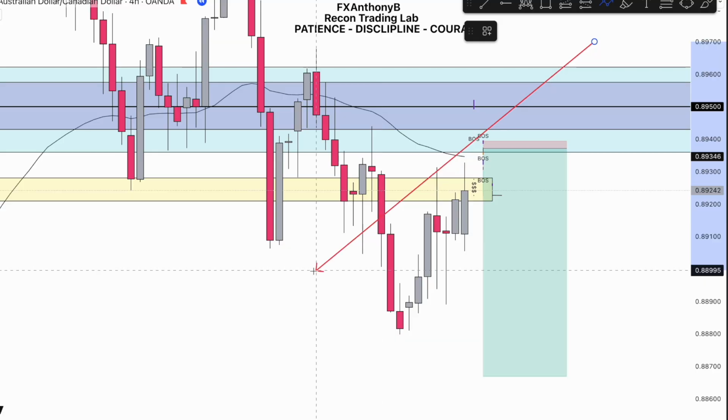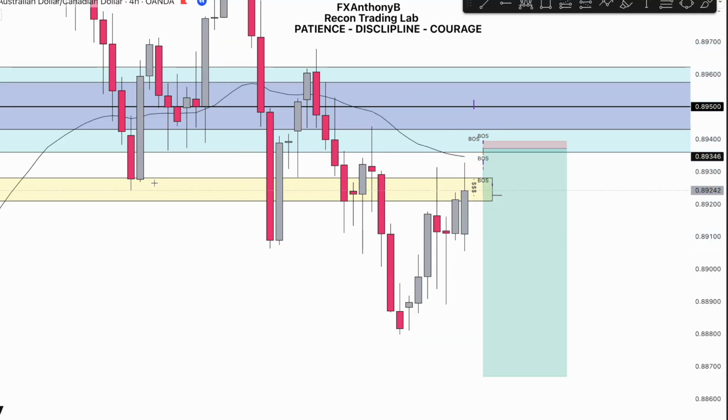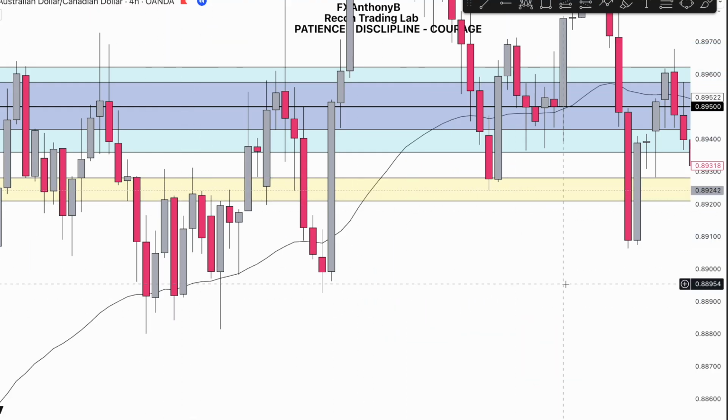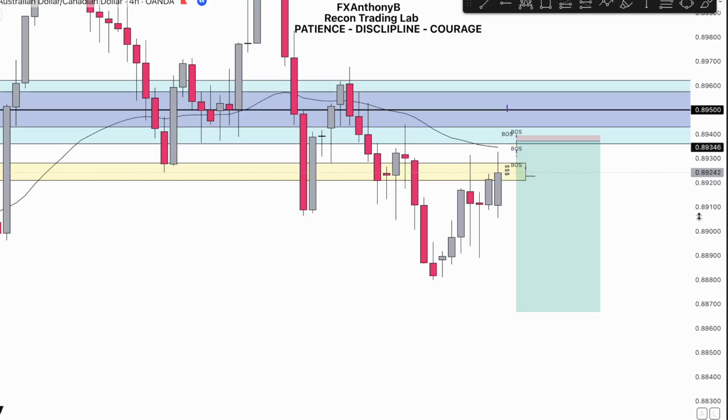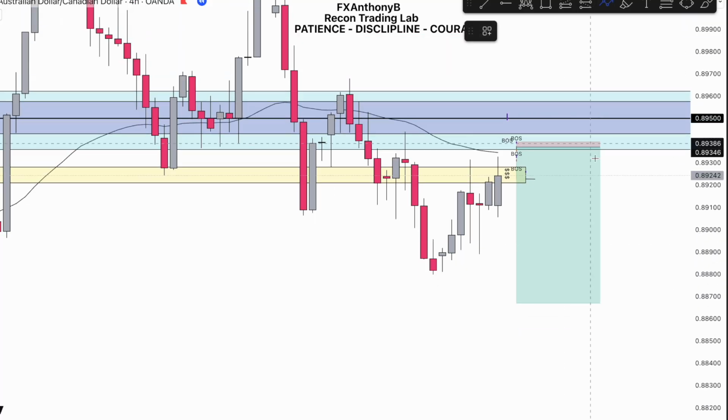We're at a weekly area of interest. You can see 1, 2, and if we go over here, 3, 4 touches on this, making this a confirmed 4 hour area of interest. You can also see that we have an EMA rejection.